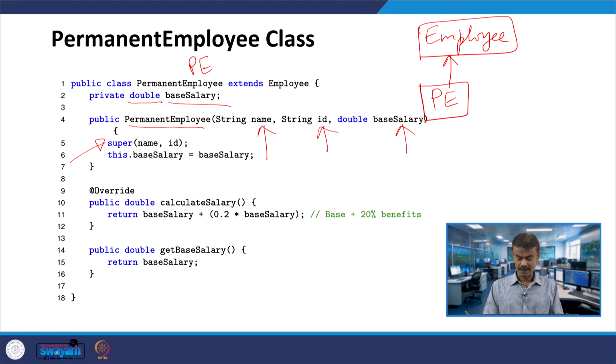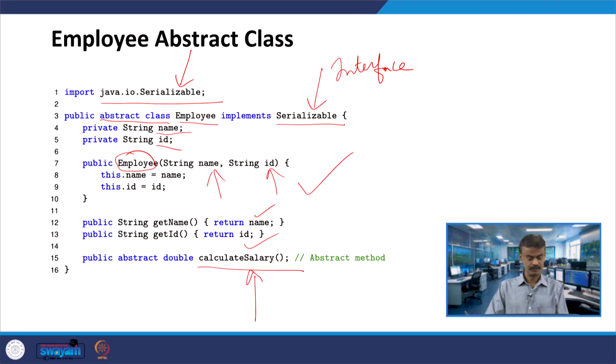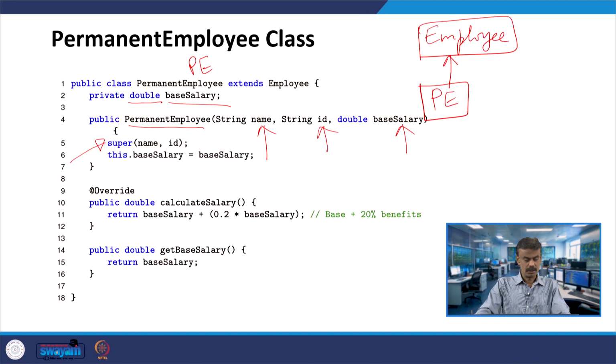So, what is your super class? Employee is your super class, the base class. So, this.name will be assigned to this.name and ID will be assigned to this.ID. We know the meaning of that. Now, those two, name and ID, were taken care of, and base salary will be assigned to this.baseSalary, right.